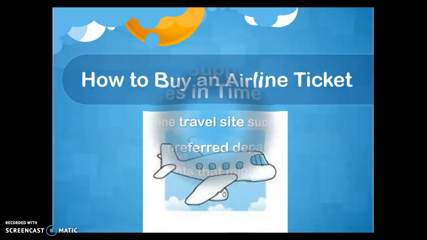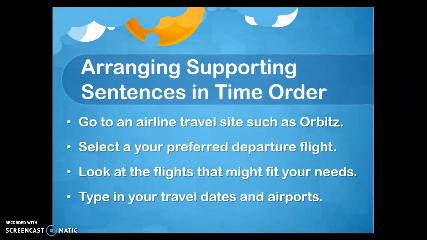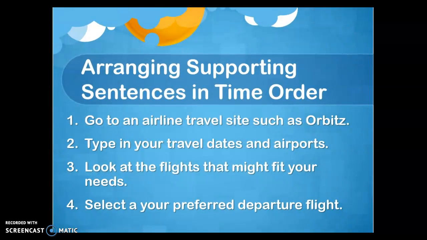I'm going to talk about how to buy an airline ticket. And here are the sentences we're going to try to put in order. First thing we do is you go to an airline travel site such as Orbitz. They're still around, actually. I actually looked at them yesterday. Type in your travel dates, look at the flights that might fill your need, and select your preferred departure flight.